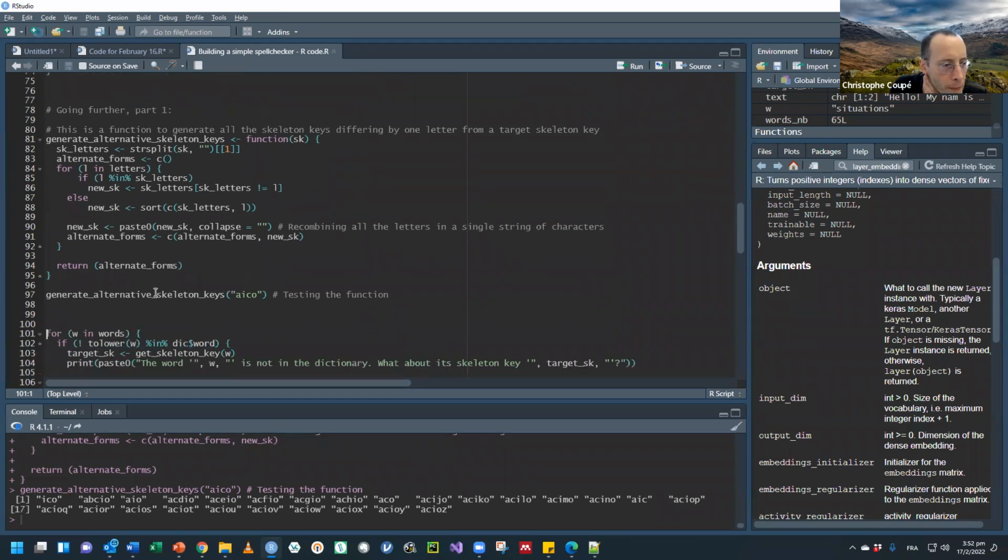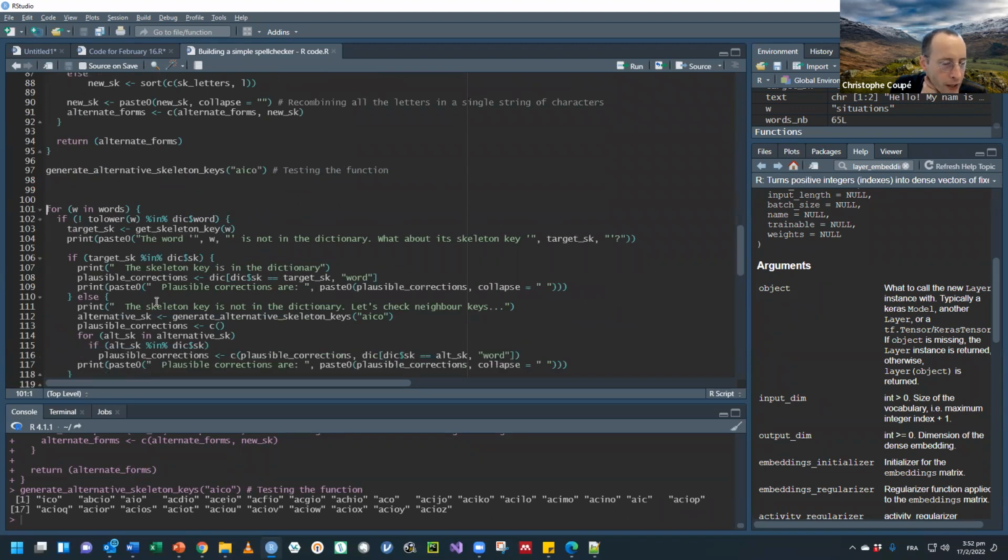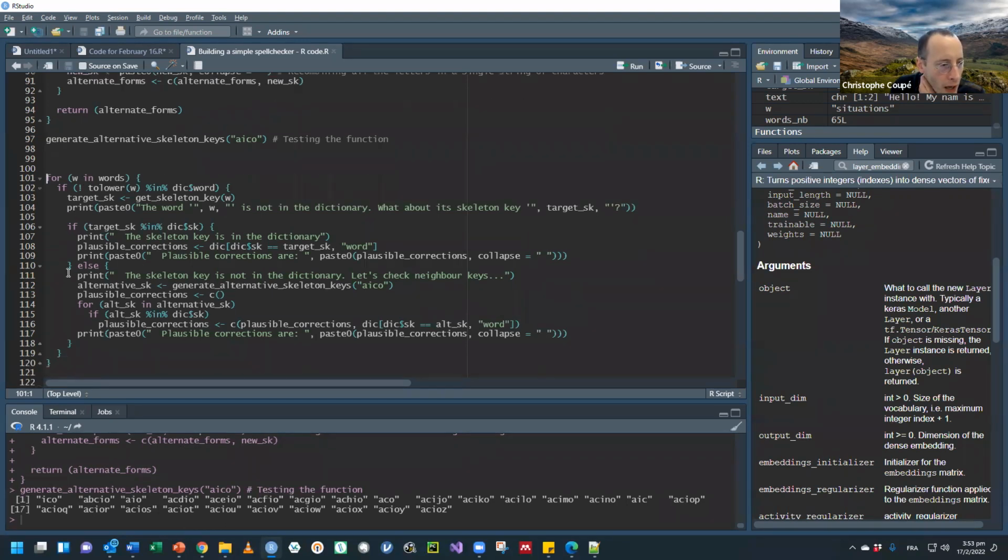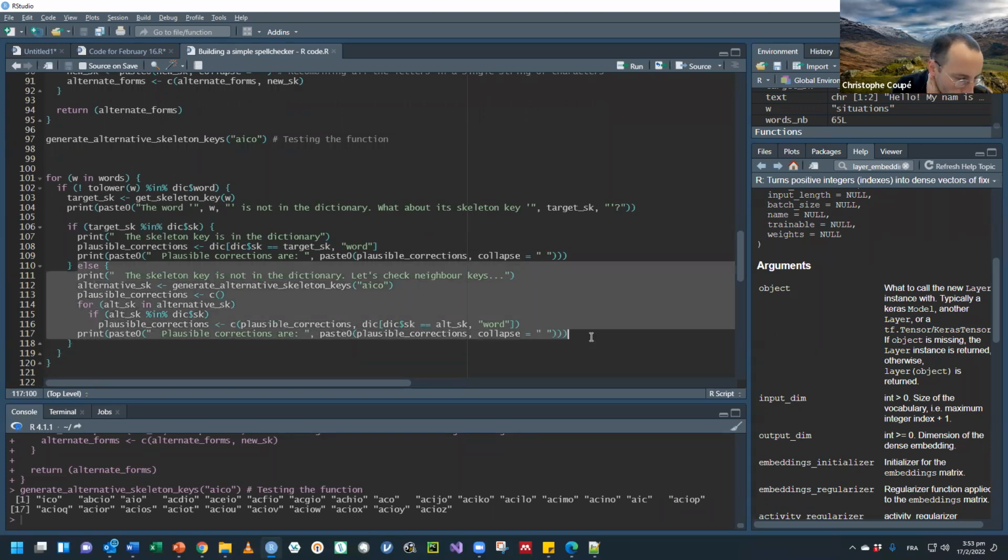So if we use this, then we can go a bit further and look at all the words whose skeleton keys correspond to one of these 26 keys. That's something you can do. So I will add basically some more lines compared to what I have done before.